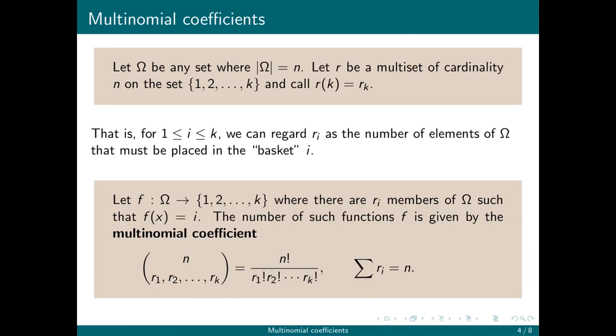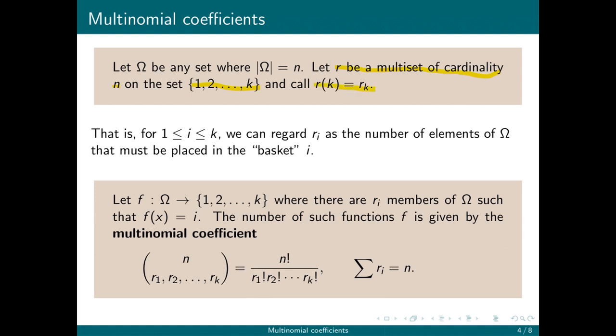This slide is going to be very technical, but we'll see in a couple of examples how to translate this stuff to the examples we've done already. So we're going to let omega be any set whose cardinality is equal to n. That's the basic setup for all our combinatoric stuff. And we're going to let R be a multiset of cardinality n. So R is a multiset. That means it's a function that assigns each element to a natural number. And the elements that we're assigning to the natural numbers aren't elements of omega, they're elements of the set 1, 2, dot, dot, dot, k. And we'll use our regular function notation R of k.